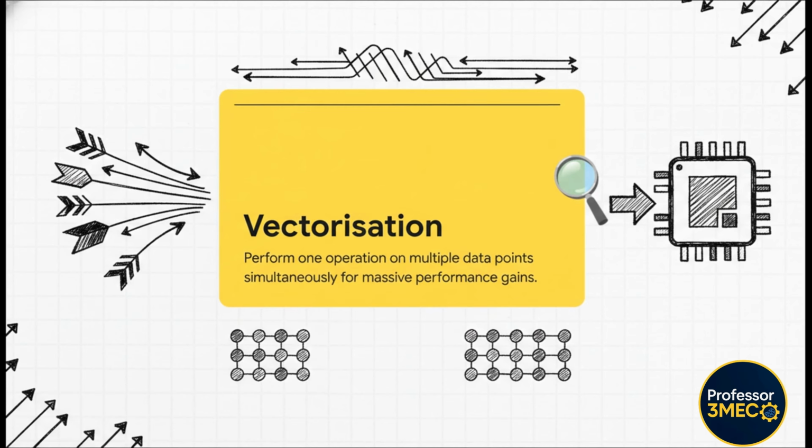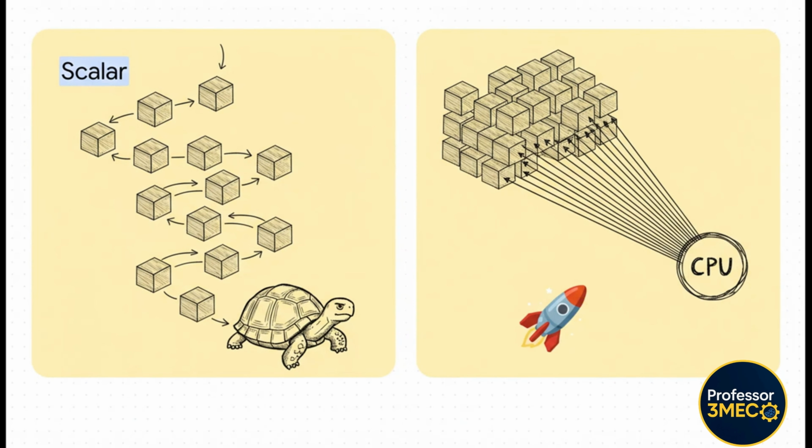This is how you make your code fast enough to be useful on real problems. Instead of processing material points one by one in a slow, sequential loop, that's the scalar way, vectorization lets you process an entire block of them, maybe 64 or 128 points, all at the same time. This is exactly how modern CPUs are designed to work, and the speed up is just dramatic.